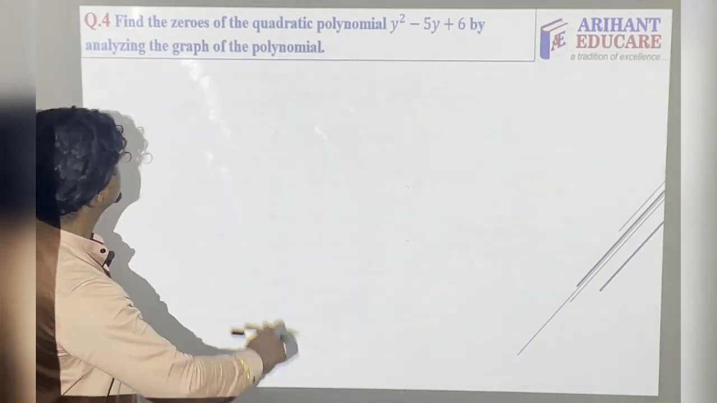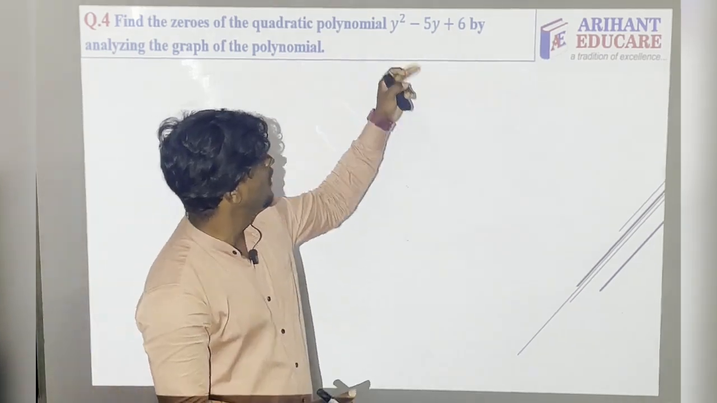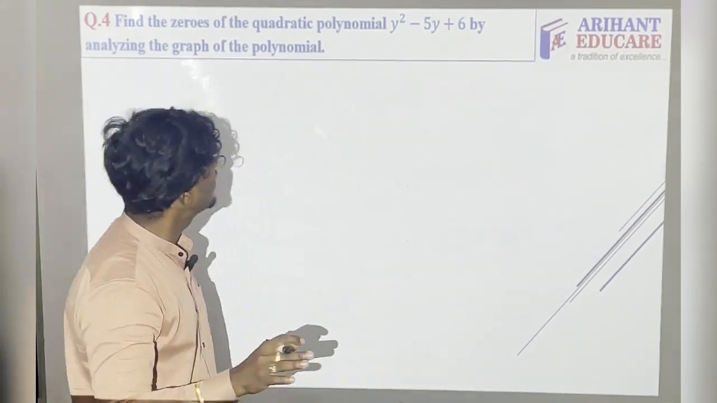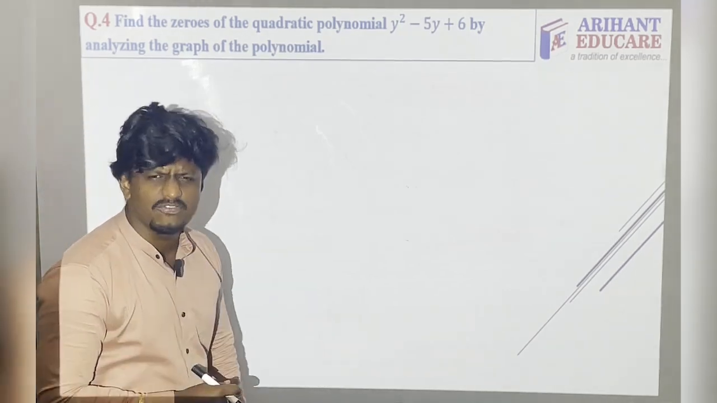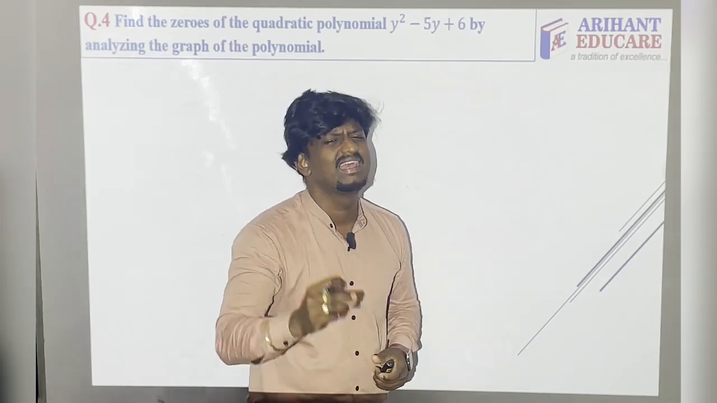Okay. Question says find the zeros of the quadratic polynomial, obviously, we know, y square minus 5y plus 6, by analyzing the graph of the polynomial. Okay, that means what? Do we need to draw a graph of a polynomial? Let's see the options first.